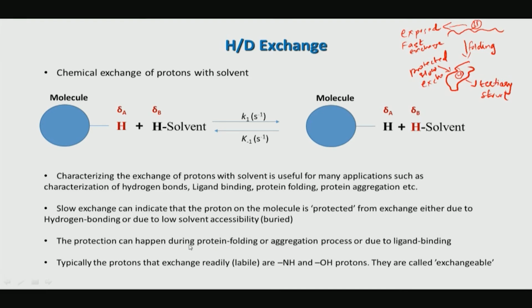And typically the protons, as we discussed, that we are studying are the NH protons and the OH protons. OH is a side chain proton in the case of serine, threonine and so on, tyrosine, but normally they exchange very fast. The most standard protons which we use for characterizing this hydrogen deuterium exchange are the NH, the backbone amide, called exchangeable hydrogens. So, let us see how we characterize this exchange.